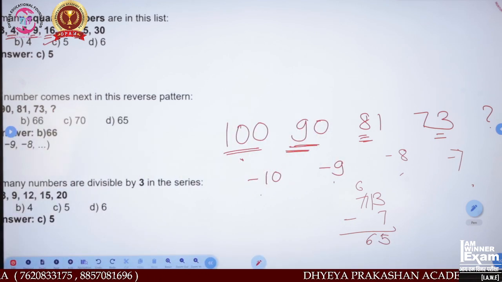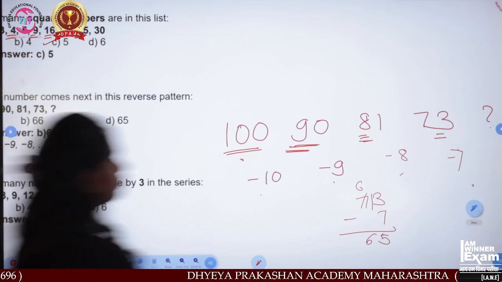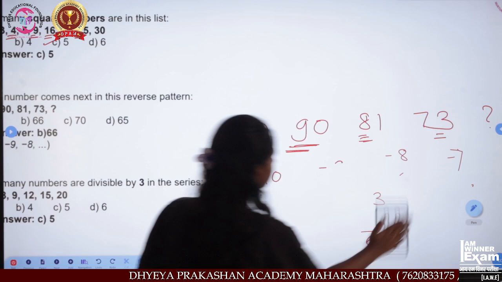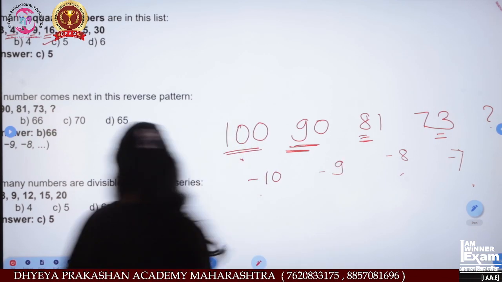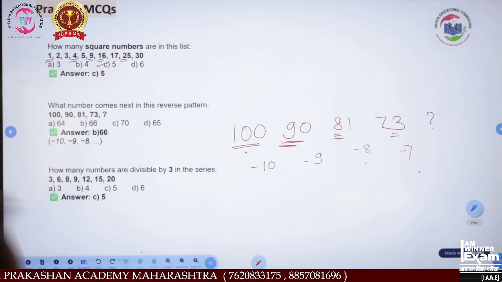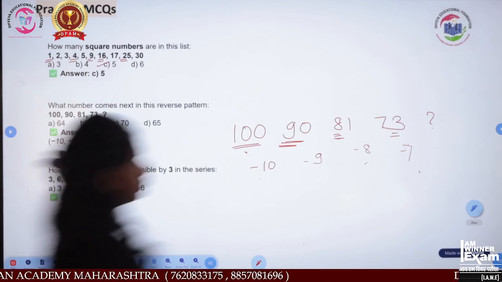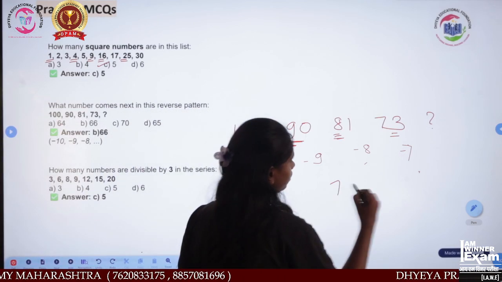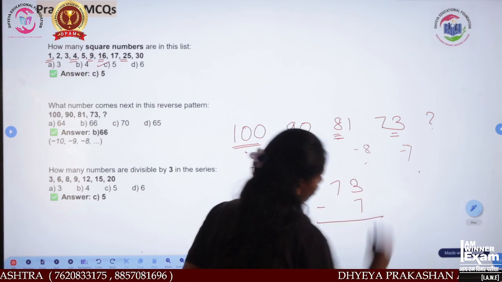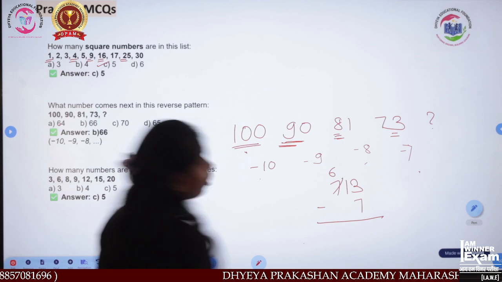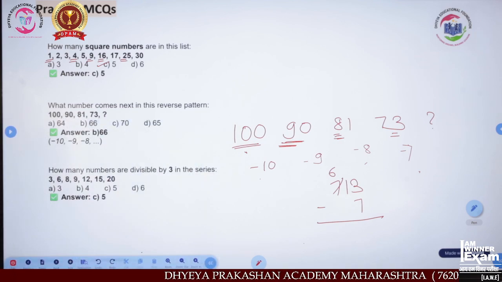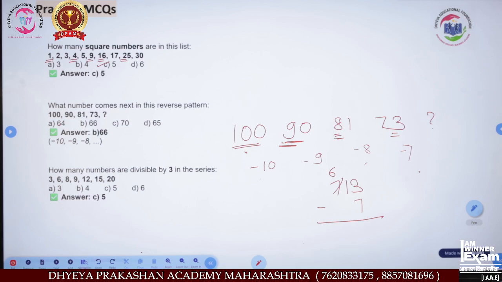Is it correct? No. Check again. That you have to minus 7 from the 73. Minus fast. Now minus. Have you done all?